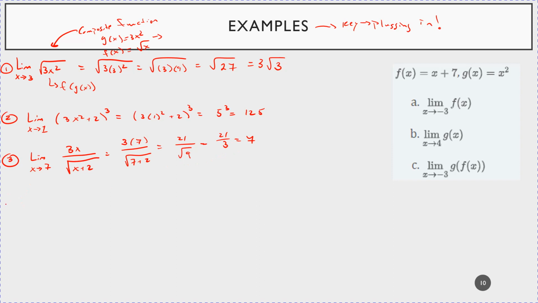Let's try this one. Let's look at the limit as x goes to 3 of the square root of x plus 3 over x plus 2. Again, you don't get to divide by 0. You don't violate the domain of the square root, so just plug it in. So this is the square root of 3 plus 6 all over 3 plus 2, which is the square root of 9 over 5, which we see is just 3/5.